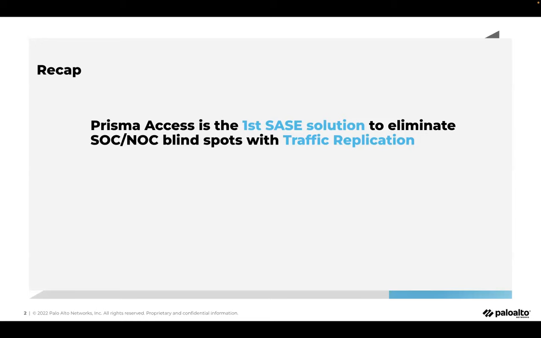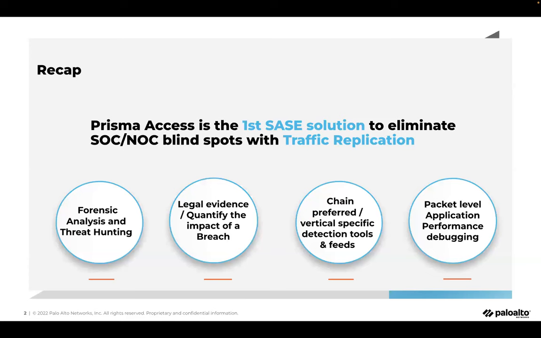I'm short on time. Just to recap, Prisma Access in the SASE space is the first vendor that is able to provide such a copy of the traffic. We are very proud of that. And with this, we truly believe that we eliminate any trade-offs that our customers might have made till now when adopting SASE, and we pretty much eliminate any kind of blind spots in terms of security use cases and also NOC and application performance debugging. I'm just highlighting again the main use case drivers there.